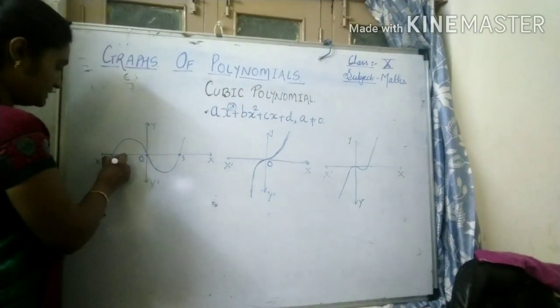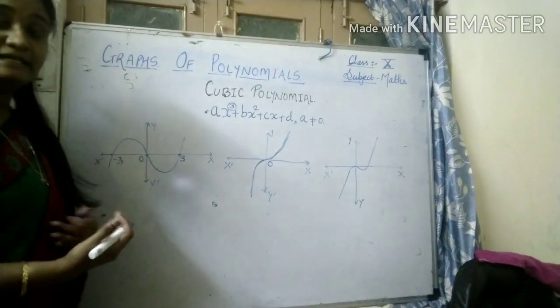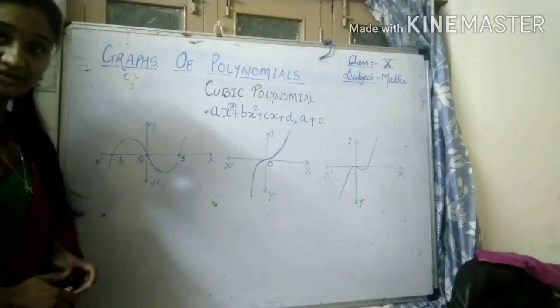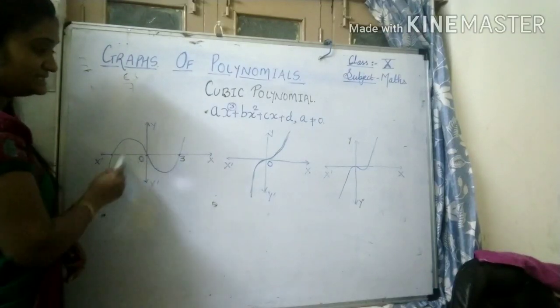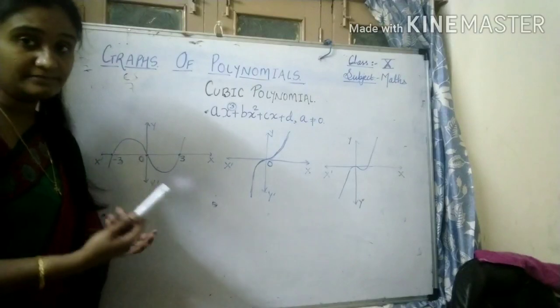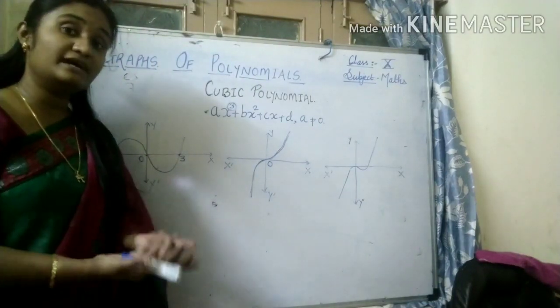So all these 3 values are different from each other. When three distinct roots exist, always remember the graph of the cubic polynomial is going to cut the x-axis at three different points.